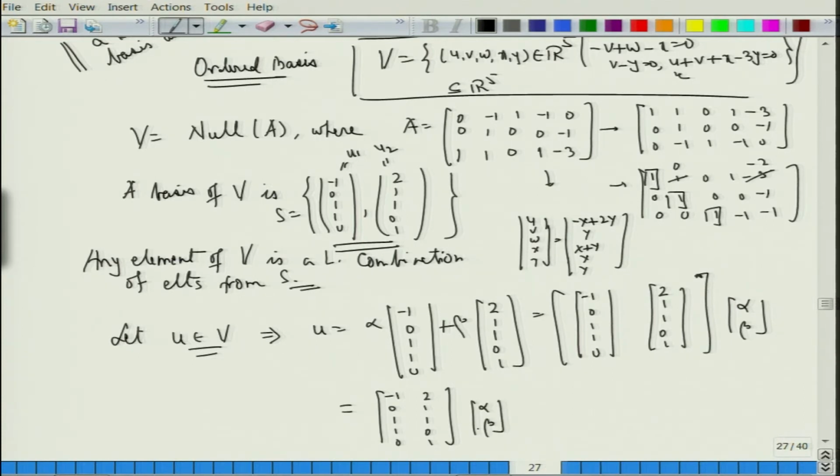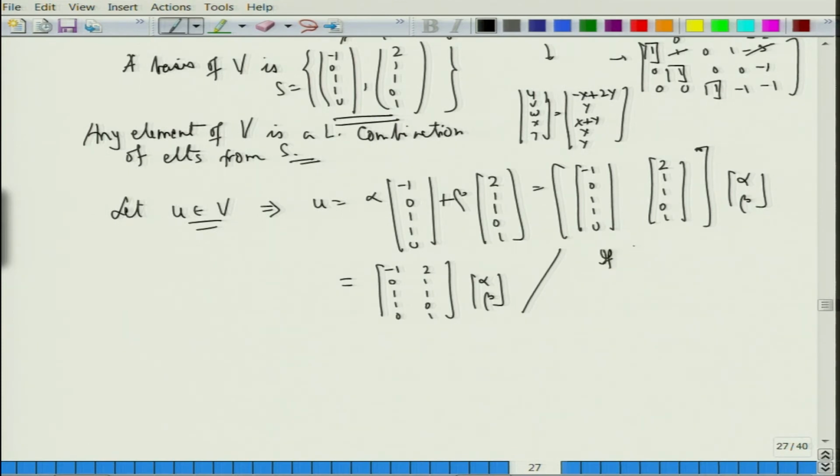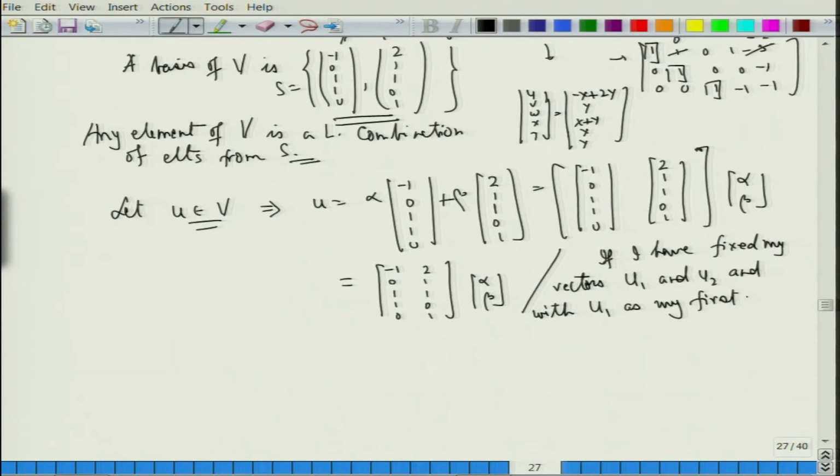Fine. So what we are trying to say here is that if I have fixed my vectors u1 and u2, with u1 as my first vector and u2 as my second vector, all right. So, I have fixed here, that is important, fixed.